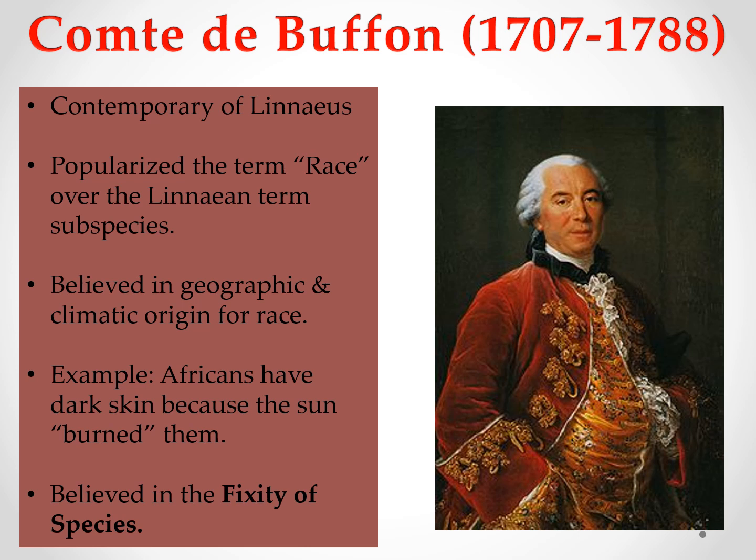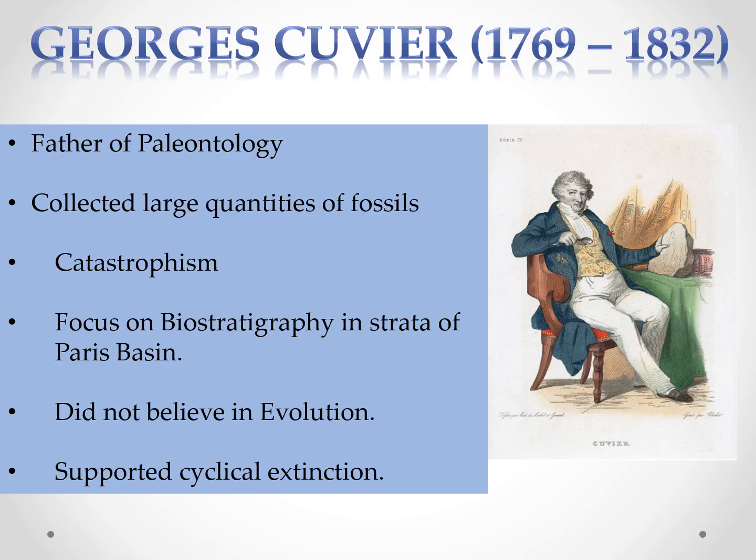He also believed in the fixity of species, that species were incapable of change over time. That's why his notion of race worked so well for him, right? Because the races were, in essence to him, separate species. They were not subspecies. They were, in fact, separate and distinct.